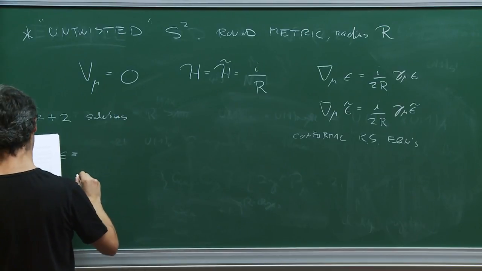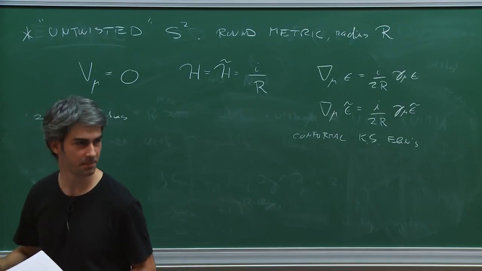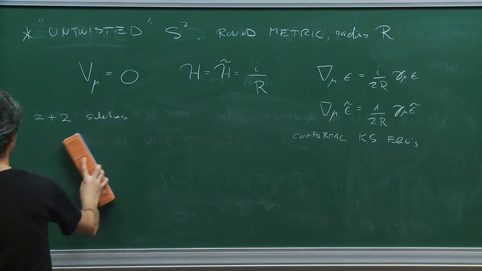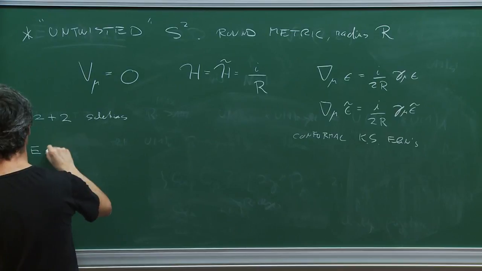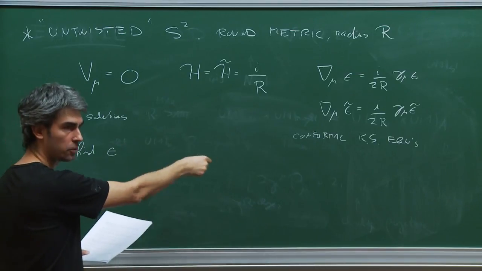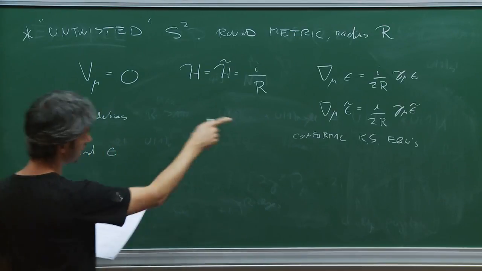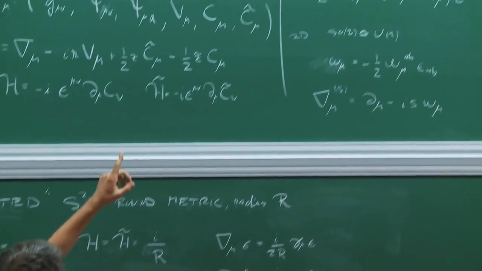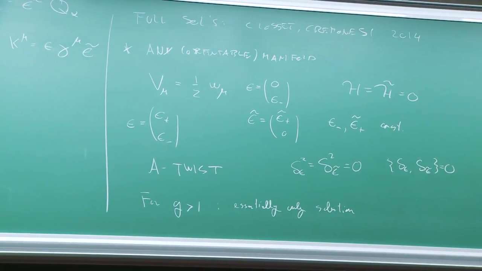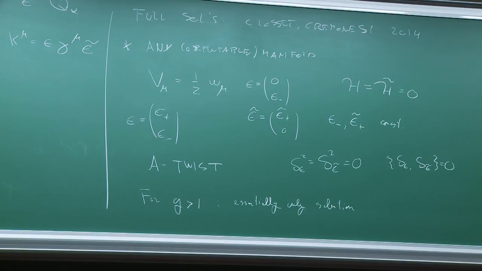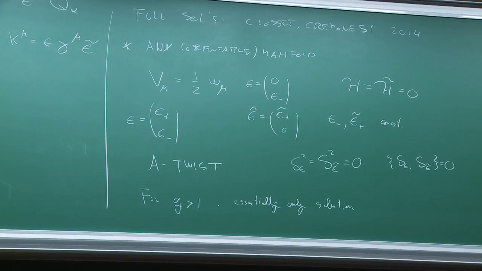For instance, for epsilon, should I leave this as an exercise? They are simple enough to write, so we leave it as an exercise. Essentially there are two complex integration constants. So there are two solutions for epsilon and two solutions for epsilon tilde. This is something I didn't stress before; let me compare with the topological twist. There is one complex solution for epsilon and one complex solution for epsilon tilde. So there are two supercharges, but we started with four. The topological twist breaks half of the supersymmetries. It's half BPS. However, this solution does better because it preserves all four supercharges. Of course, we have to use the round metric.